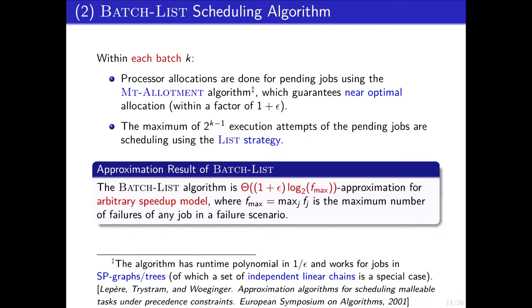Overall, the batch list algorithm achieves constant approximation within each batch and produces at most log Fmax batches, where Fmax here is the maximum number of failures of any job in a failure scenario. So therefore, the algorithm gives an overall order of log Fmax approximation for the problem.